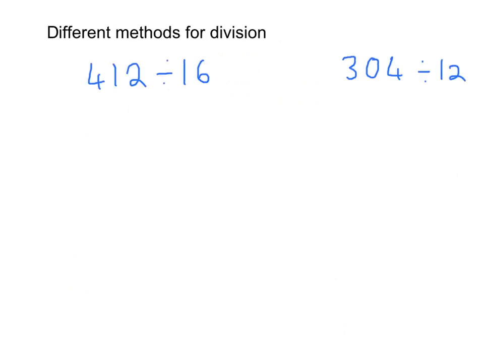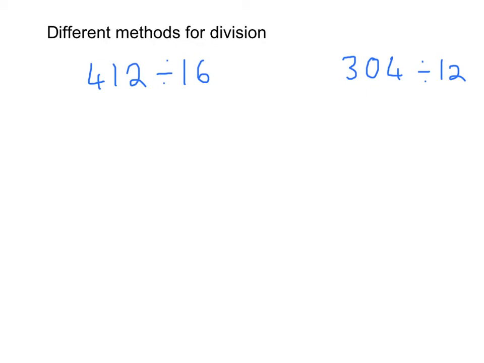Now, when it comes to dividing by 2-digit numbers, the bus stop method can become trickier because, of course, you're not as familiar, for example, with your 16 times table. So again, try and remember that what we're saying is how many 16s are in 412. And the method that can be used, we call chunking, where essentially we're working out how many 16s go into 412 and taking off 16s until we can't take off any more lots of 16.